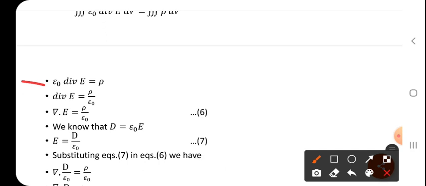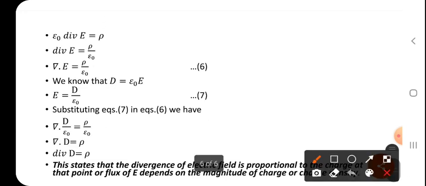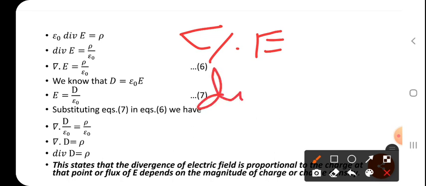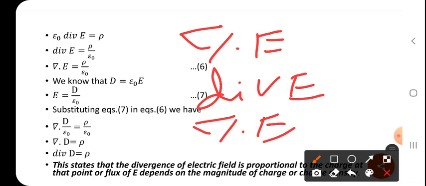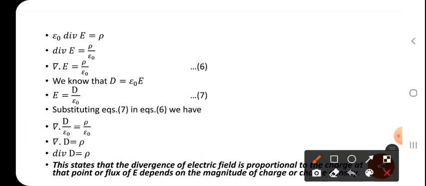From this, bring epsilon naught to this side, so it multiplies on this side and divides on the other side. And a divergence can be written as del dot E, right? Divergence E means del dot E, or divergence A means del dot A. That is the meaning of this. So this div E can be written as del dot E is equal to rho by epsilon naught.